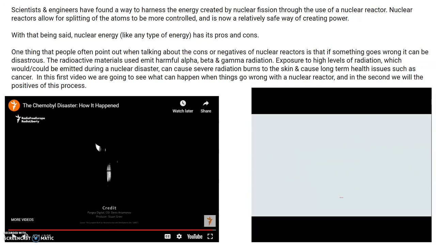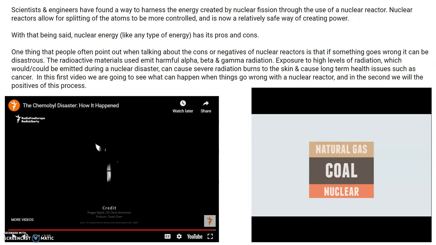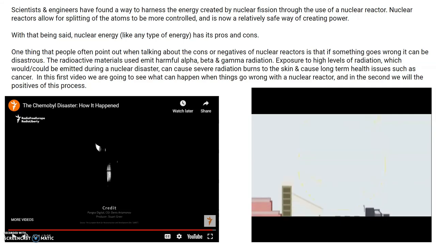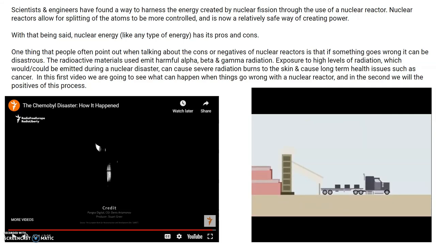In the US, nuclear accounts for 21% of the electricity produced, whereas coal contributes 41%, natural gas 24%, renewables 12%, and petroleum only 1%. Despite the current level of adoption, there is still a great deal of misconception and fear surrounding nuclear energy. Now, let's see how most nuclear power plants actually work.